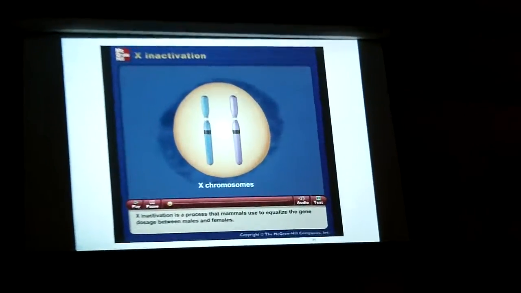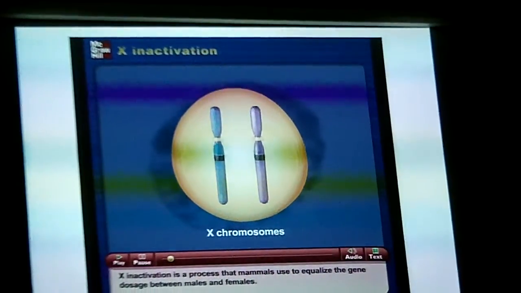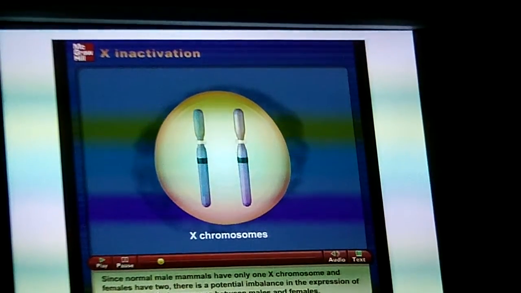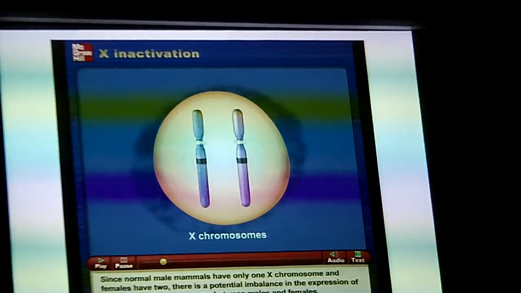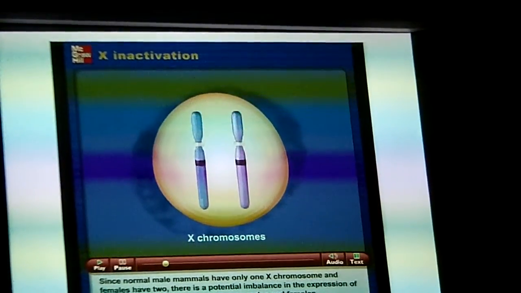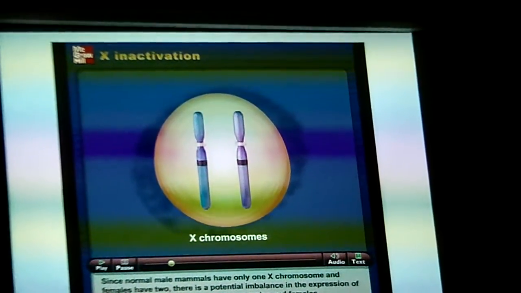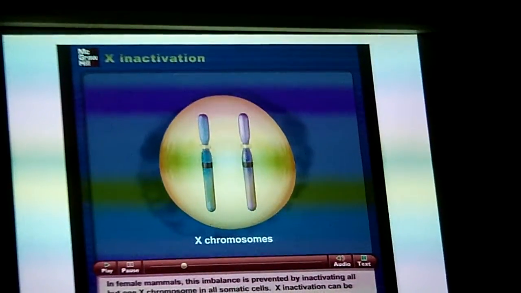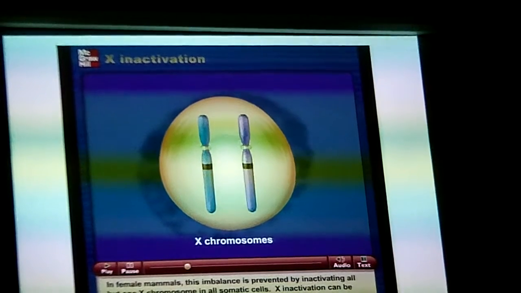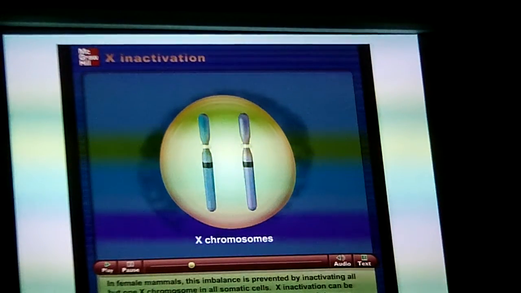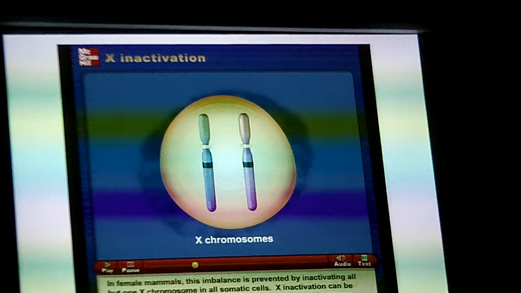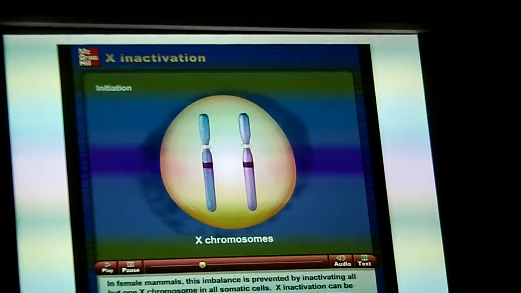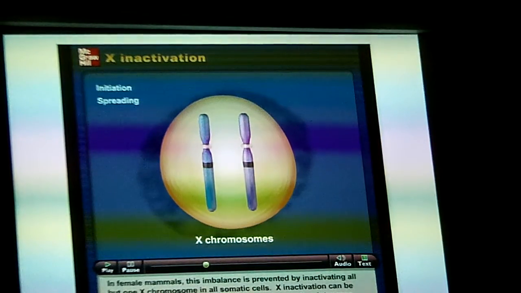XInactivation is a process that mammals use to equalize the gene dosage between males and females. Since normal male mammals have only one X chromosome and females have two, there is a potential imbalance in the expression of genes on the X chromosome between males and females. In female mammals, this imbalance is prevented by inactivating all but one X chromosome in all somatic cells. XInactivation can be divided into three phases: initiation, spreading, and maintenance.